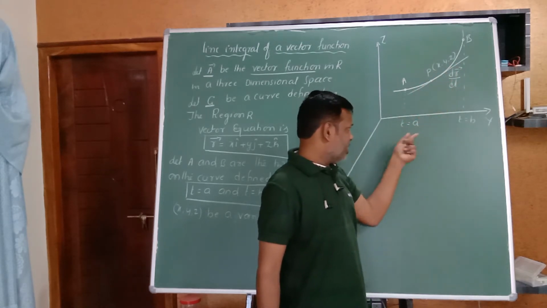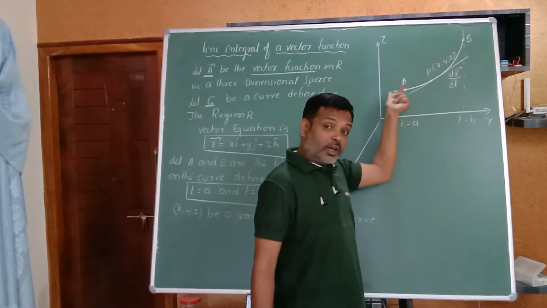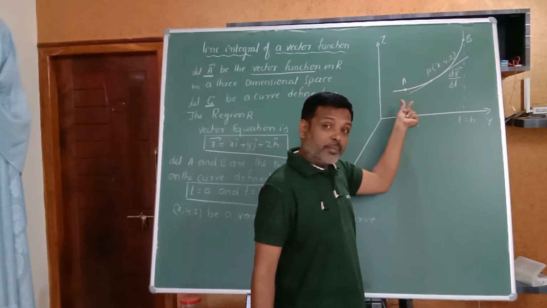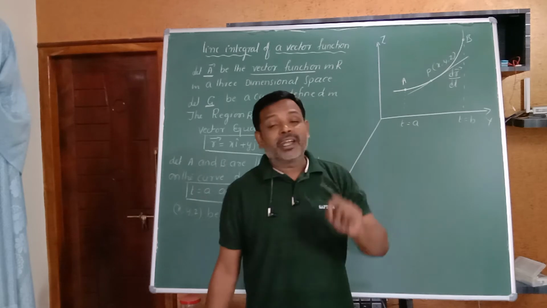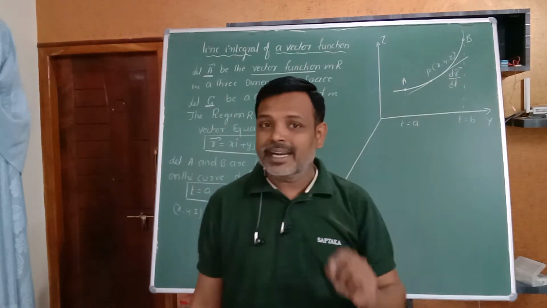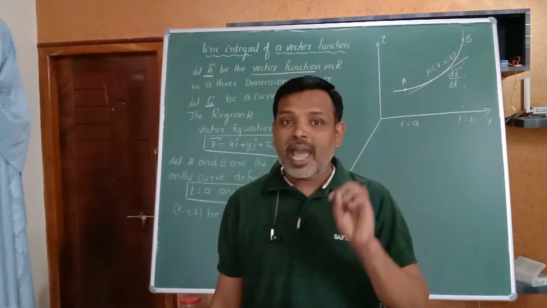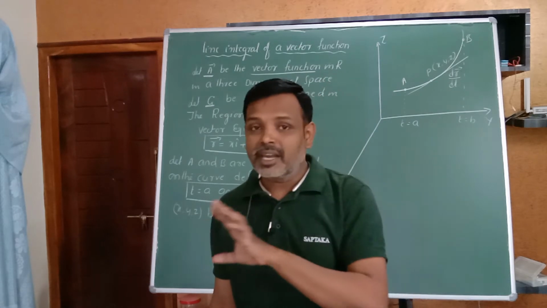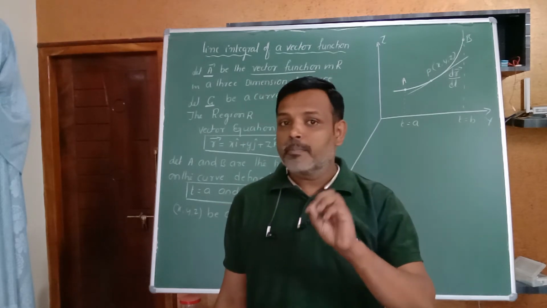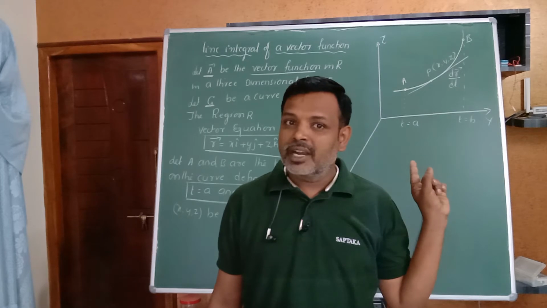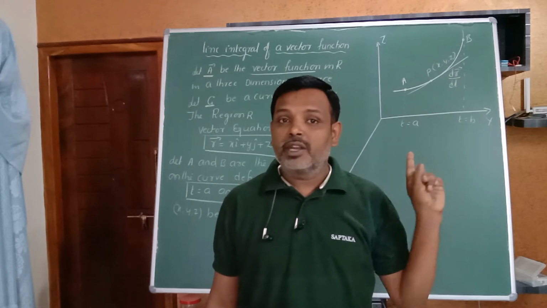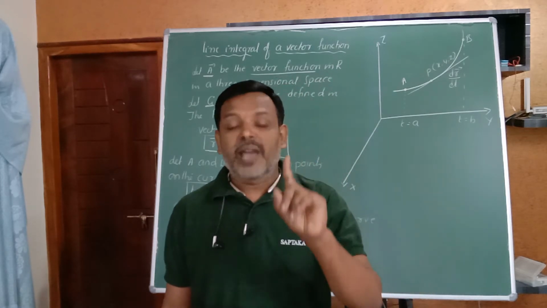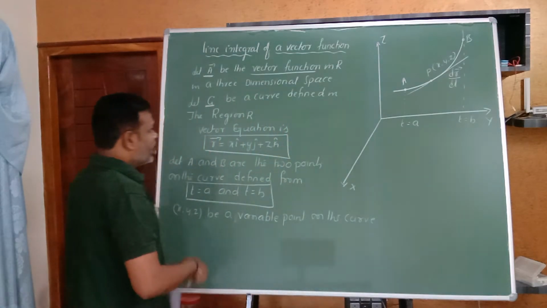Why is it dt? Because t is a parameter. All the values of the function depend upon the parameter t only. Why do we call t a parameter? I already said that any function value which depends on some physical quantity, that quantity becomes a parameter. Here, all the values depend upon the values of t. Therefore, t becomes the parameter.